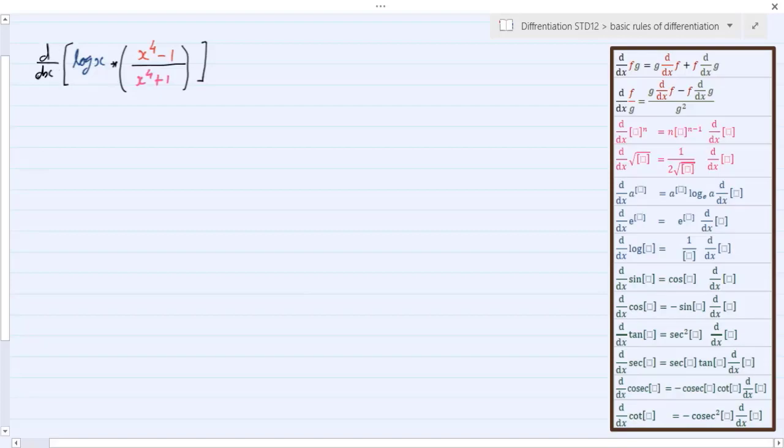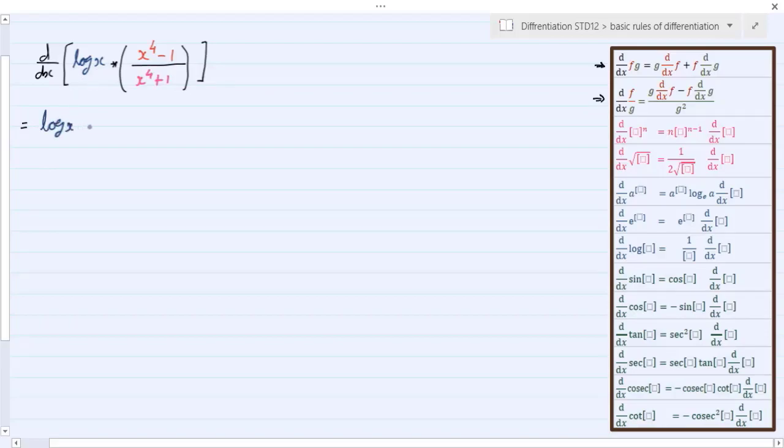In this question, we have to find differentiation of log x into (x raised to 4 minus 1) upon (x raised to 4 plus 1). So you should observe that we have two functions in multiplication, and your second function contains a ratio of two different functions. So first of all, we are going to apply the multiplication rule, and then to get differentiation of the second term, we will use the division rule.